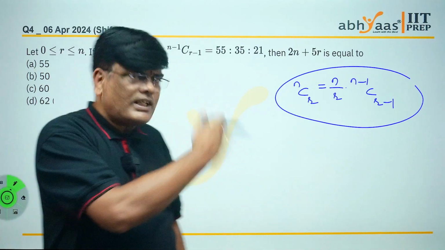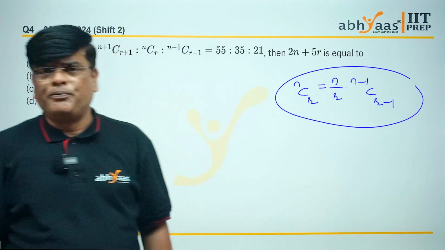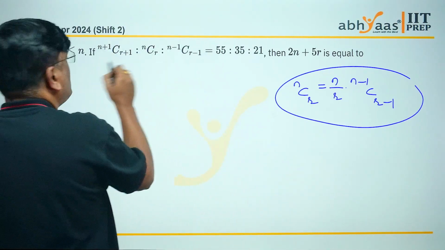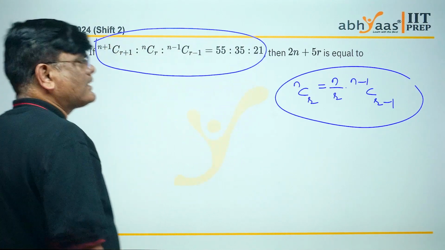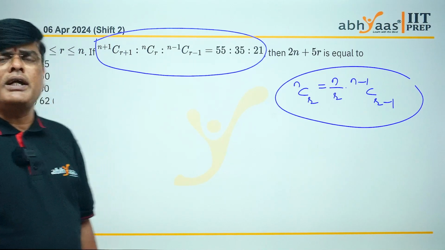We can prove this result by taking some examples in place of n and r. Okay, so it's right. Now, we'll see the given question. Here, the main condition is this one: n plus 1 C r plus 1 is to nCr is to n minus 1 C r minus 1.